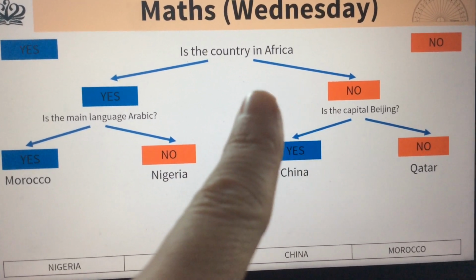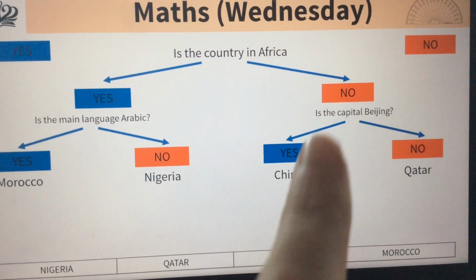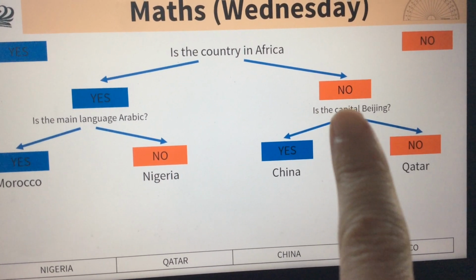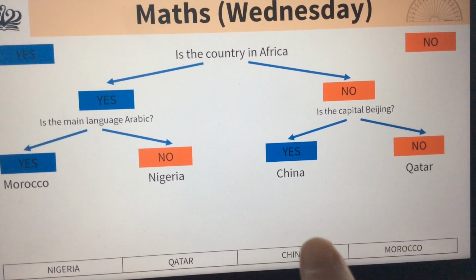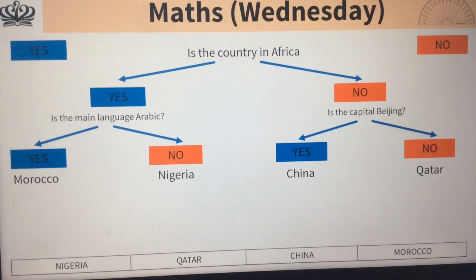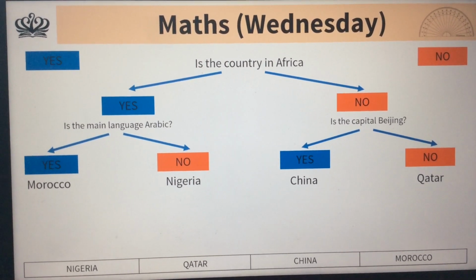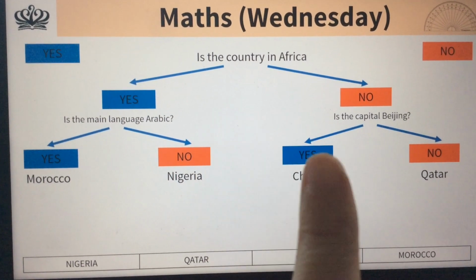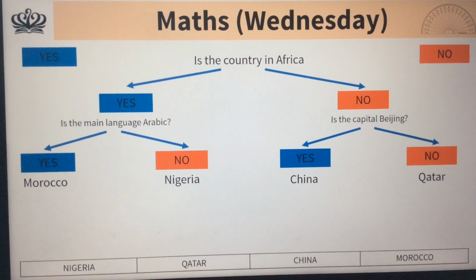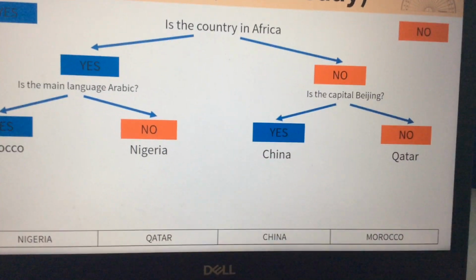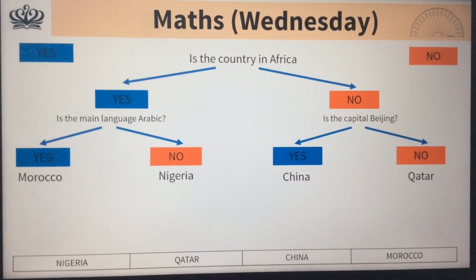Right, let's look at this other side. So countries that are in Africa, no. Qatar and China are not in Africa. So is the capital Beijing? Yes for China, no for Qatar. So it's kind of like a classification tree that we use in science. And it's just a way of using questions to sort out different groups of things, different items. And it can be countries.